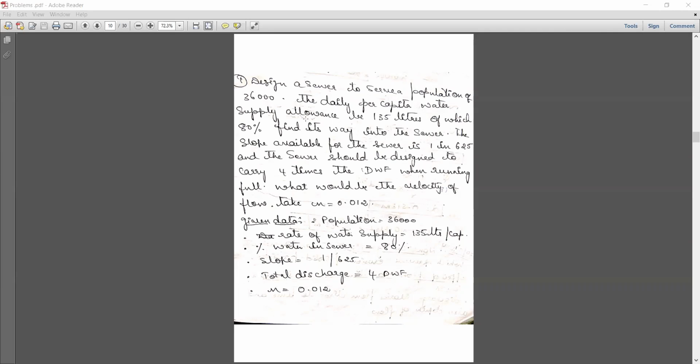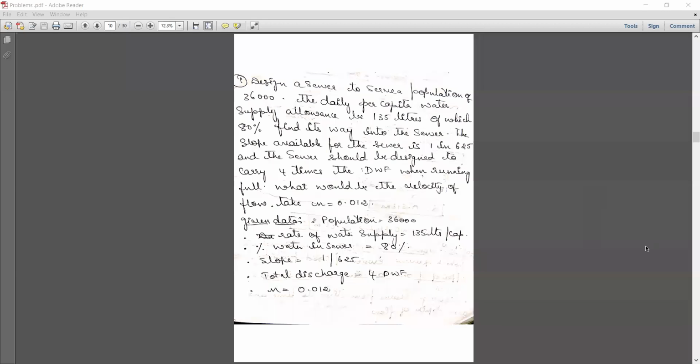So today we're going to solve the problems on velocity, to find out the velocity of flow of the sewer. So for that, write down this problem for now. I want everyone to have a notebook, a pen, and also a calculator with you. And I want you all to write down this problem.